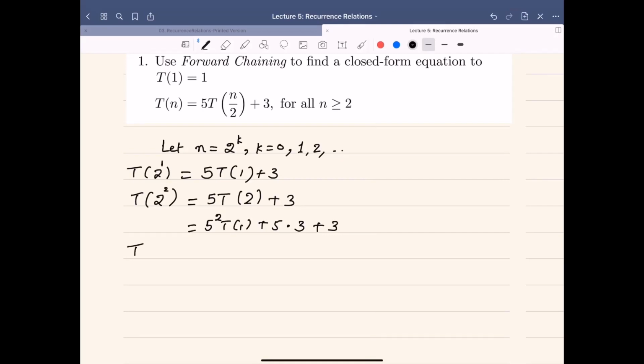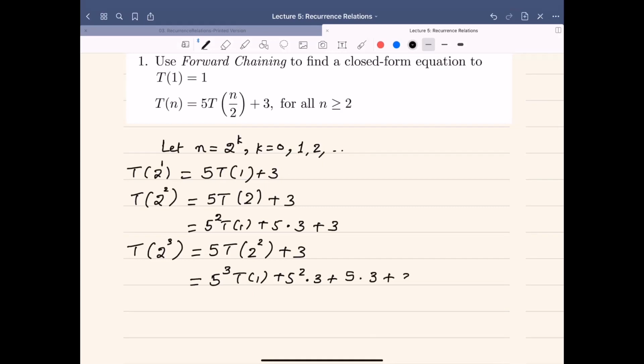Now for the next value, 2 to the power 3, you need to multiply 5 by the previous value, and then you add 3. You can write it explicitly as 5 T of 2 to the power 2 plus 3. And T of 2 to the power 2 is the previous step, so it will be equal to 5 raised to power 3 T1 plus 5 squared multiplied by 3, plus 5 times 3, and plus 3.